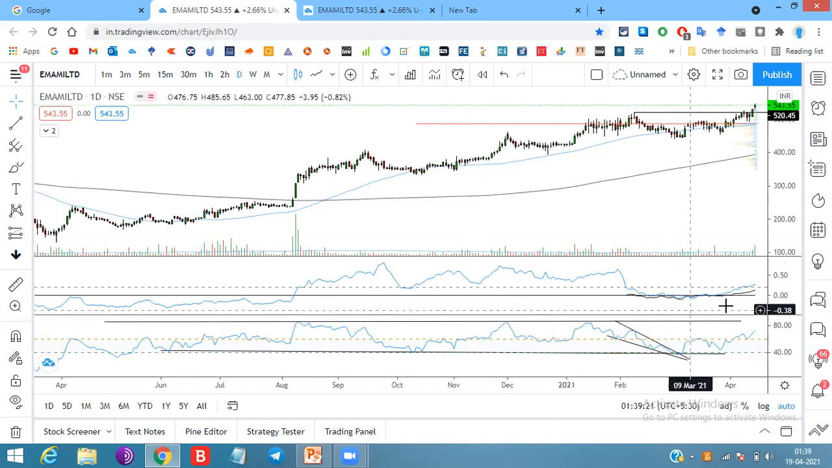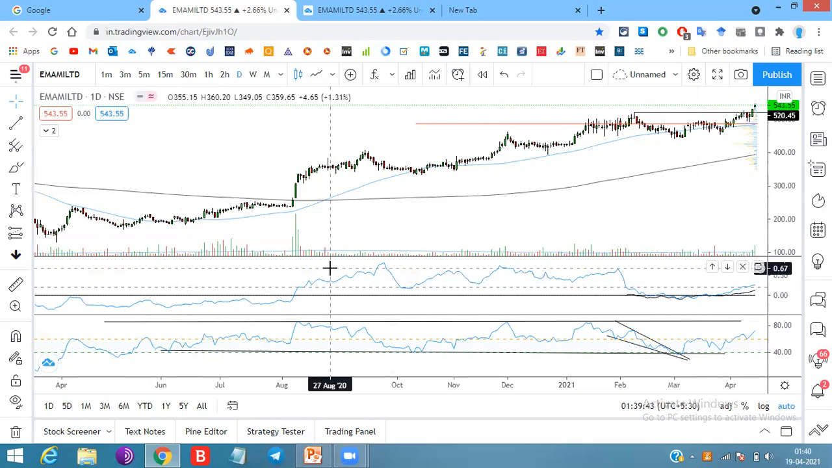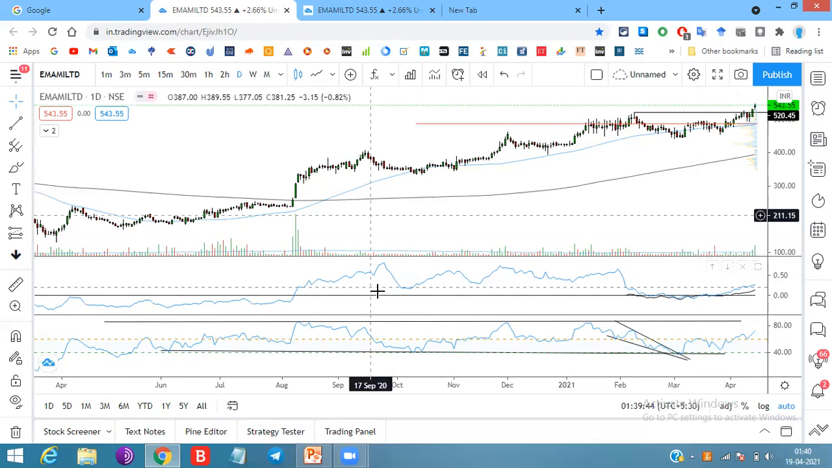So RS also is outperforming. It was consolidating near this region. To know about the RS, guys, just watch my RS playlist. The basic difference between RS and RSI I have actually covered in the first part of RS. Still, I'll also explain. It's my duty to explain to you the difference between the RS and RSI.